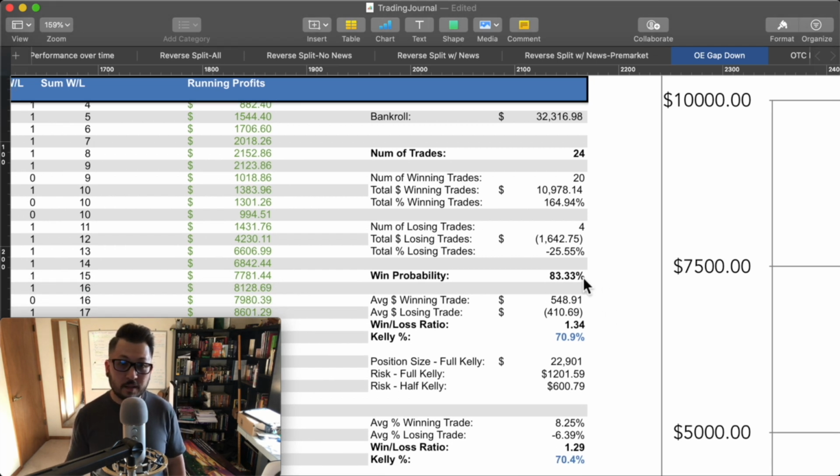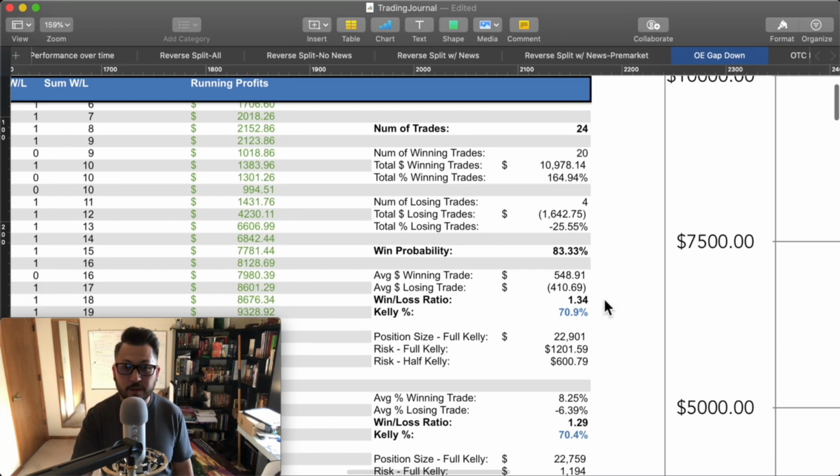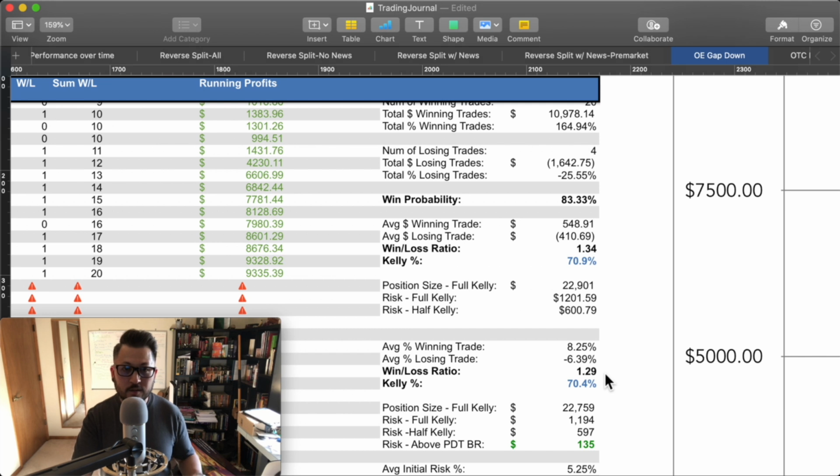But my win probability is 83% with these, and that's great. It lines up with what I hear these stats are based on other traders who have a lot more experience with this setup. In general, you should have about an 80% win rate with this setup, and my stats are showing that. And then my win-loss ratio is about 1.3. And in this case, this is one where I would still prefer it to be closer to 2-to-1 or greater, but because the win percent is so high, I'm okay with a lower risk-reward ratio on these trades.